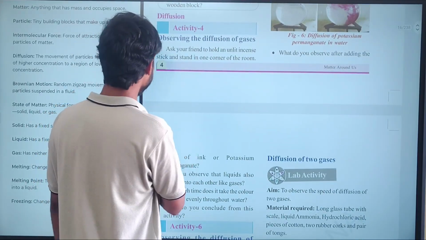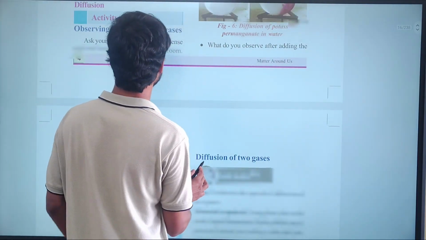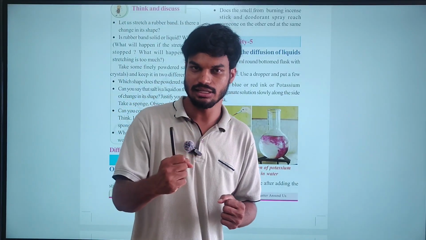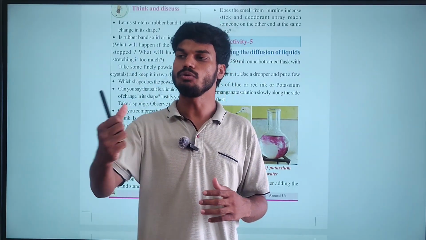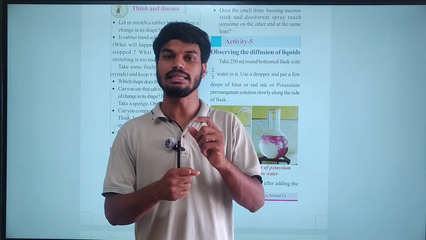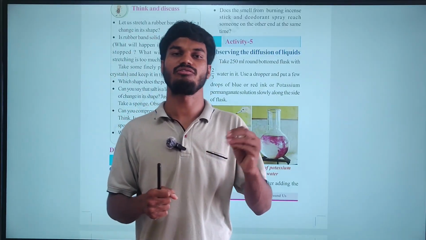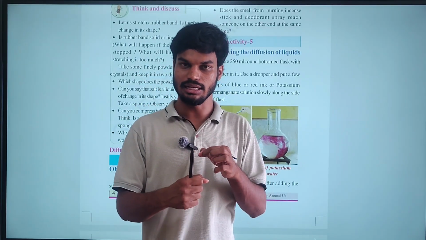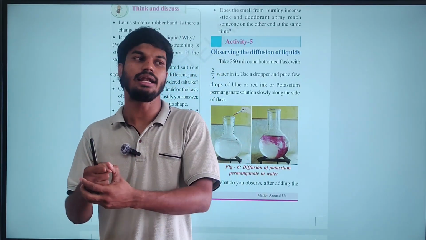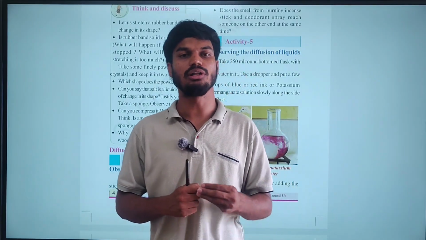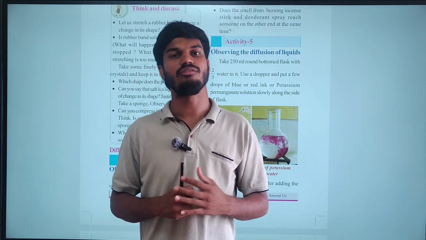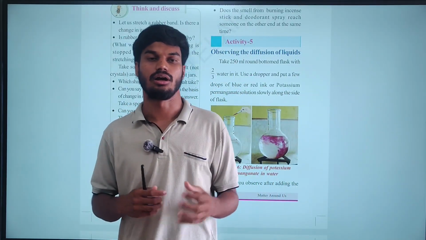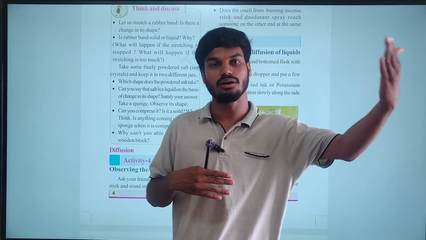Next, activity 4, regarding observing the diffusion of gases. In this activity, take an incense stick, let your friend hold the unlit incense stick and stand at any corner of your room. You can find that there is no smell coming from the incense stick. After that, you can ask your friend to light the incense stick and stand at any corner of your room. After some time you are able to smell the incense stick. If your friend is standing in that corner and you are at this corner, you are able to smell the incense stick. How is the smell able to travel from that corner to this corner?